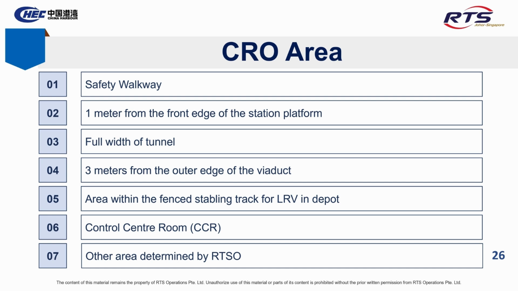Slide 26, CRO Area. The CRO area includes safety walkways, tunnels, viaduct edges, station platforms, fenced depot zones, the control center room, and any other area designated by RTSO. These are critical zones for operational safety.